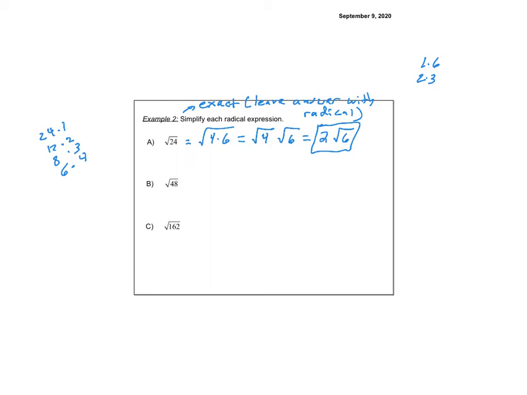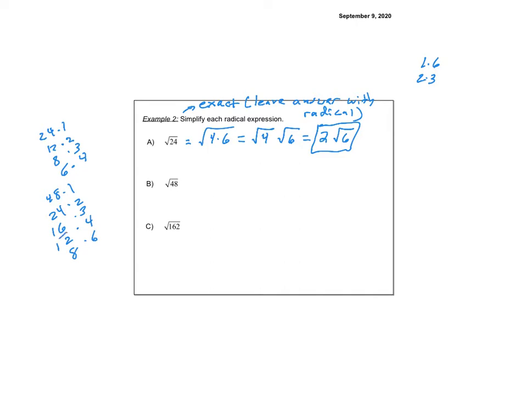So to see that's an exact answer, it has a radical in the answer. It's a simplified radical. Square root of 48, let's think through that one. So what can go into 48? Well, 48 and 1, 2 times 24, 3 times 16, 4 times 12, 6 times 8.